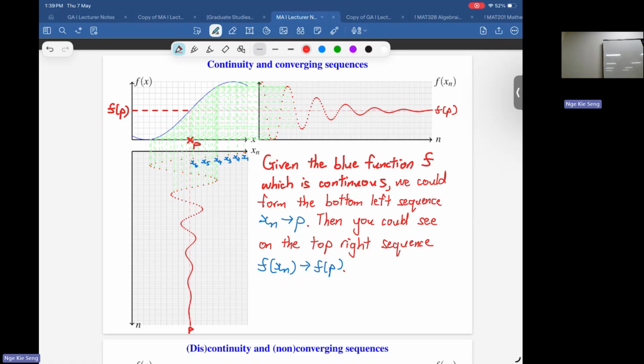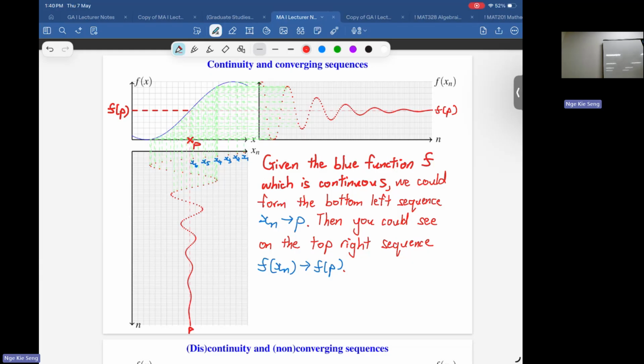For every xn that converges to p, f(xn) also has to converge to f(p). So this is the sequential definition of continuity.